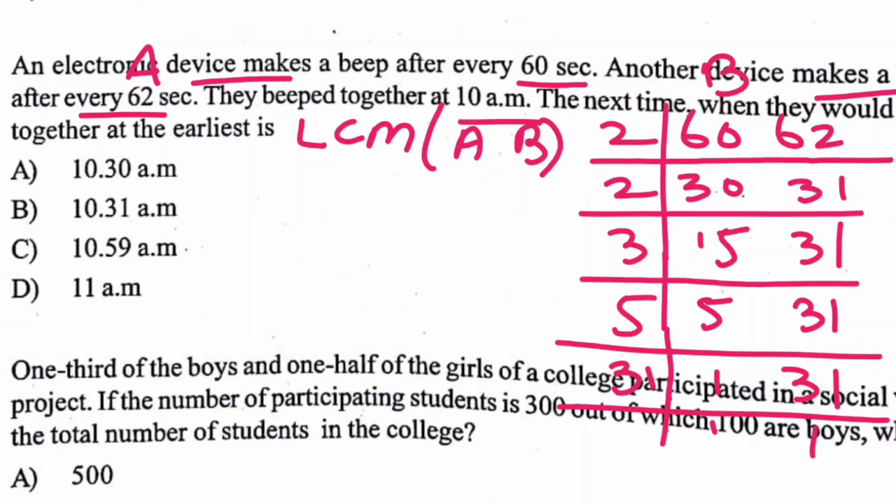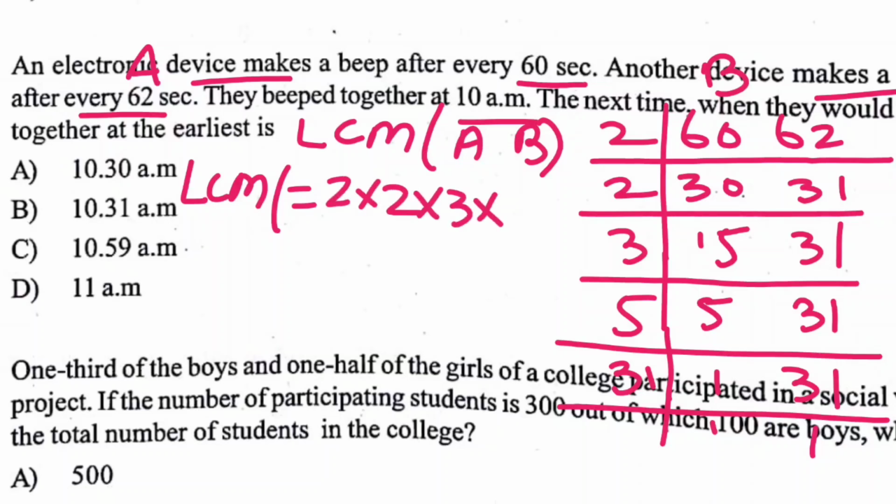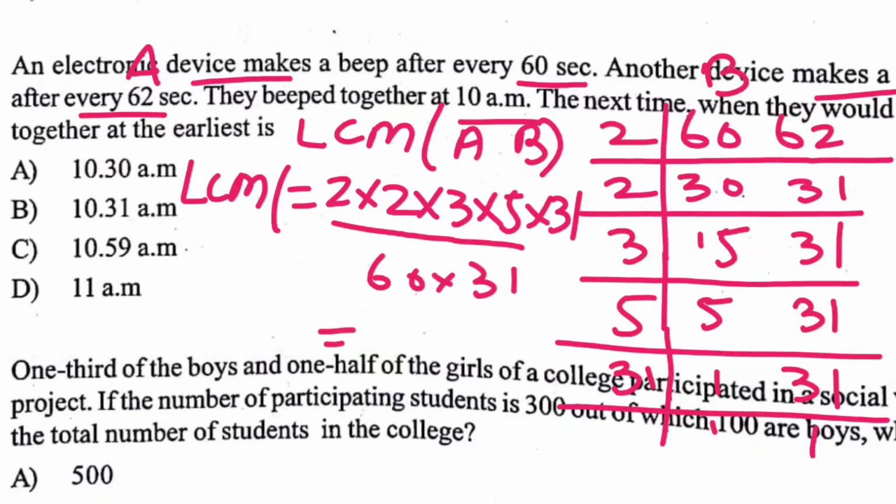So we will get LCM. LCM will be equal to 2 into 2 into 3 into 5 into 31. Okay, so this is 2 twos are 4, 4 threes are 12, 12 fives are 60, into 31. So let us multiply them. 0, 6 ones are 6, 6 threes are 18. So we have 1860 seconds after they will beep again, but we need to convert them into minutes.